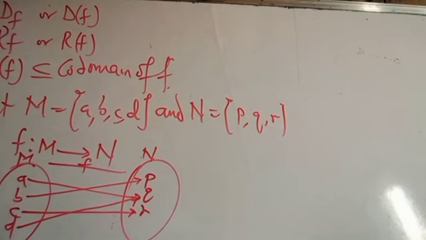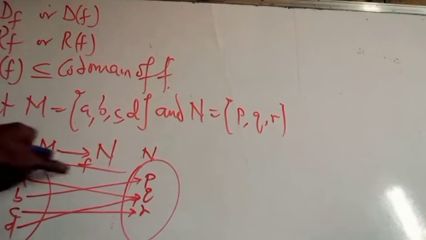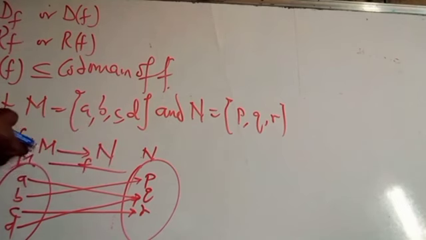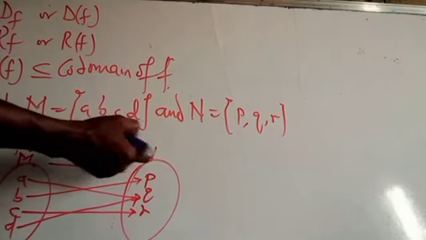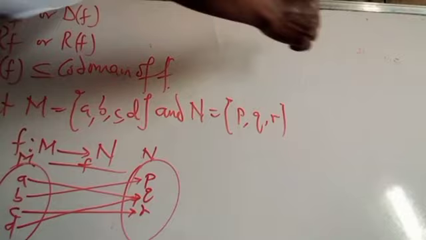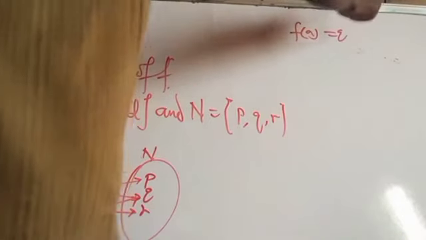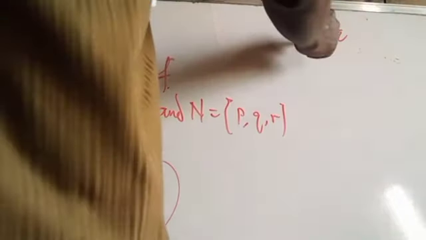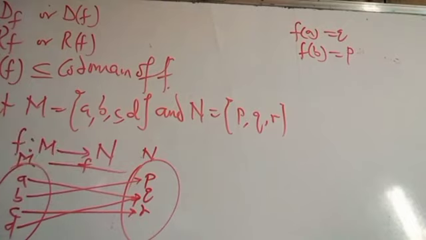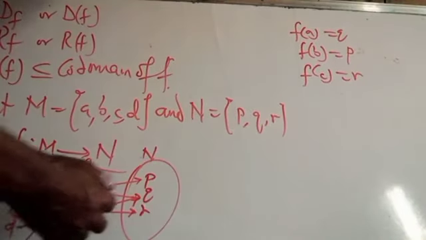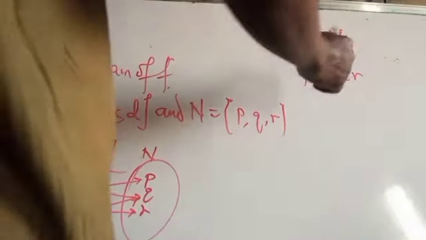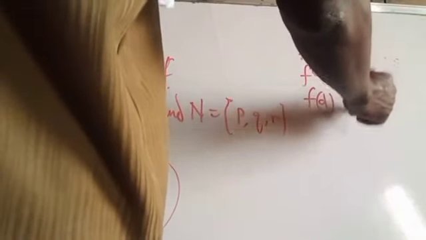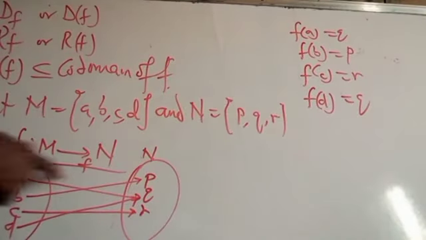Now this clearly suggests that f is the vehicle carrying the passengers from this location, M, Lagos, to this location, N, Ibadan. So f of A is equal to Q, of course. A is mapped to Q. Then f of B is equal to P, B goes to P, fine. F of C is equal to R, C goes to R, fine. This is the function, you understand? And f of D goes to Q as well. D is also mapped to Q. A and D are mapped to Q.